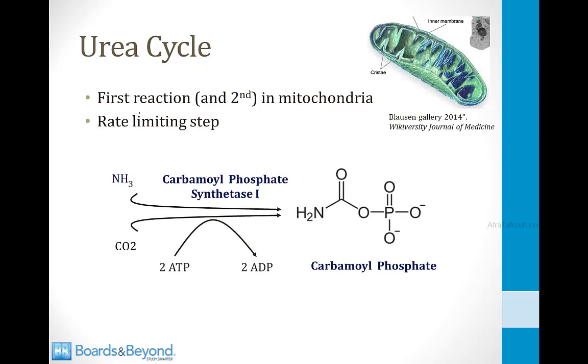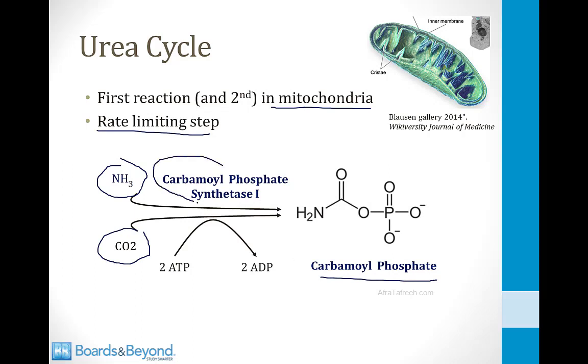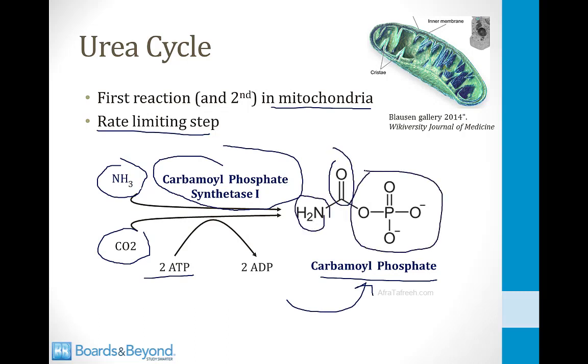The first and second reactions of the urea cycle occur in the mitochondria. The mitochondria is where ammonia is combined with other molecules to begin forming urea. And the first step of the urea cycle is the rate limiting step. In this step, ammonia molecules and carbon dioxide molecules are combined to form a structure called carbamoyl phosphate. This step is catalyzed by an enzyme called carbamoyl phosphate synthetase 1. It involves two molecules of ATP, and the result is a molecule of carbamoyl phosphate, which has the carbon dioxide here, the ammonia here, and one of the phosphates from ATP added on here to the molecule.